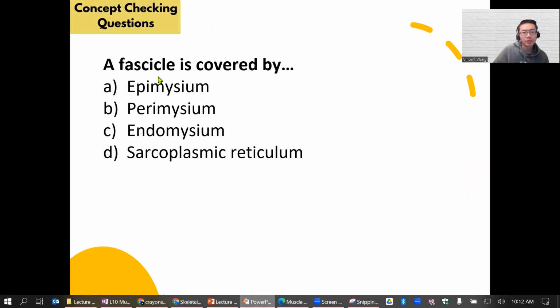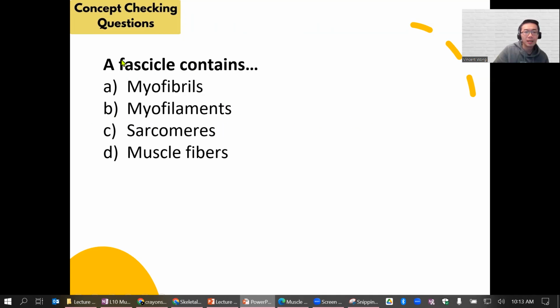Okay, I'm just going to tell you the answer. A fascicle is covered by, okay, hopefully your choice would be the perimysium. And what does a fascicle contain? A fascicle contains muscle fibers, muscle cells.